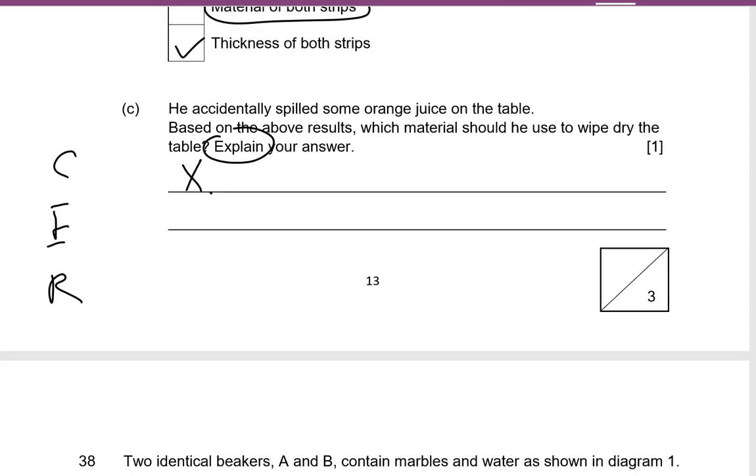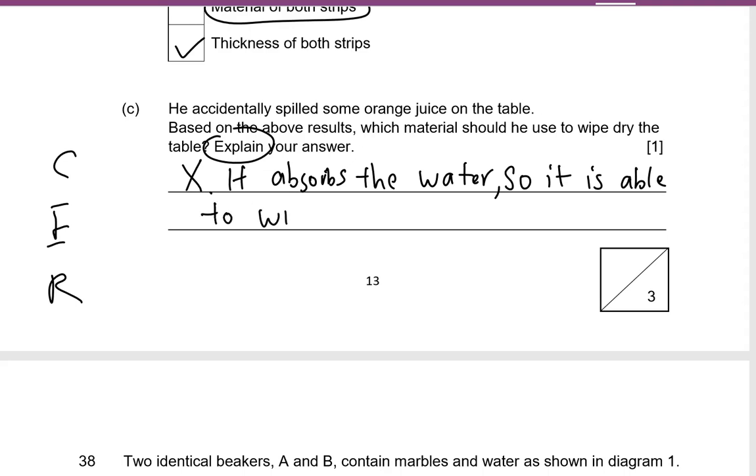Why? What is the evidence? Evidence from the results. It absorbs the water, so it is able to wipe the table dry.